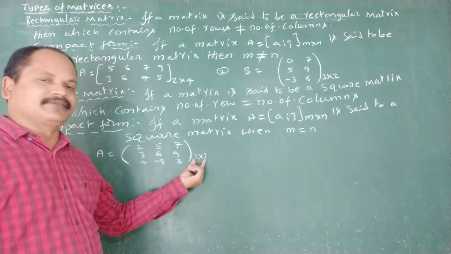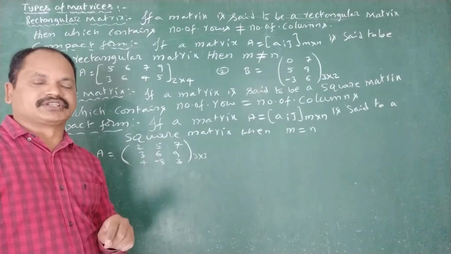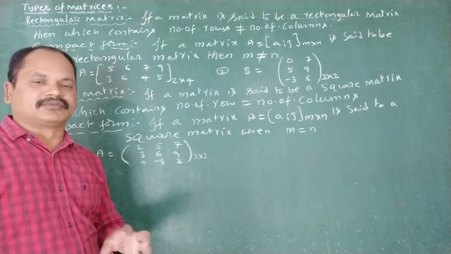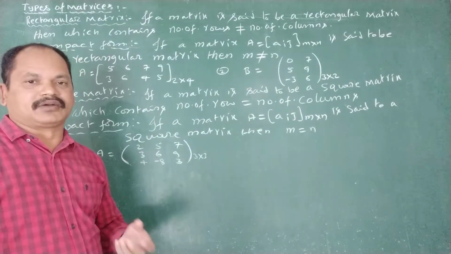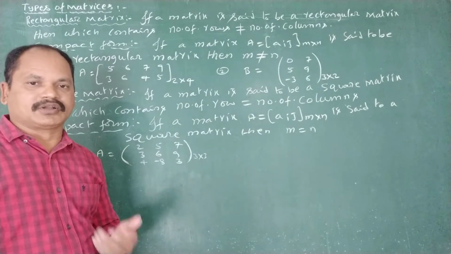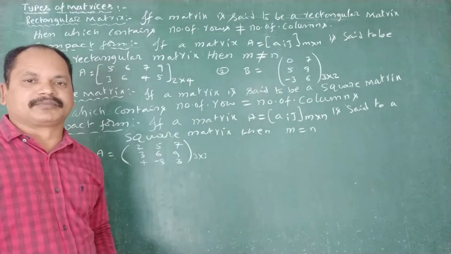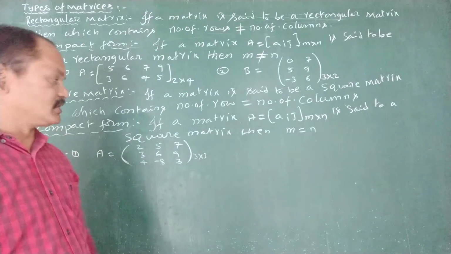Simply order 3. If the number of rows is equal to number of columns, that means if the number of rows is equal to number of columns is equal to n, then the order of the matrix is n. That's why.